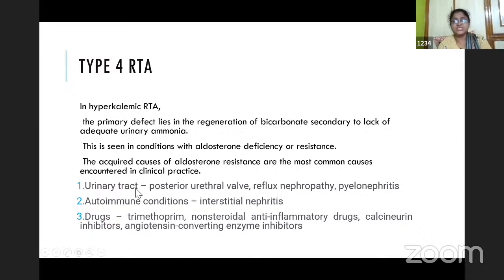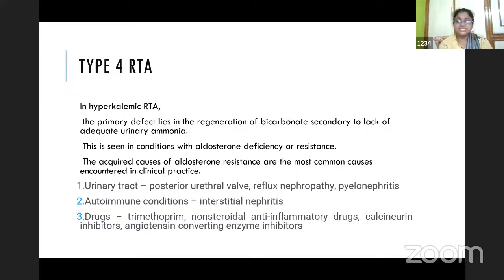Like if the patient has urinary tract infections or conditions like posterior urethral valve, reflux nephropathy, pyelonephritis. So remember that type 4 RTA will be referred to you by the urologist, because most of these children will be followed by the urologist. Post-operative patients of posterior urethral valve or post-surgical patients of reflux, now they present to you with some dyselectrolytemia. Then suspect type 4 RTA.